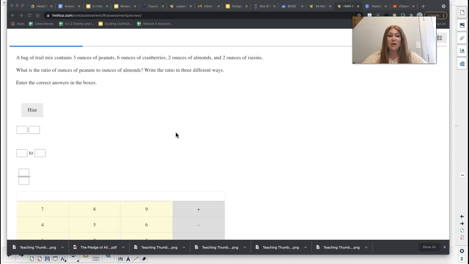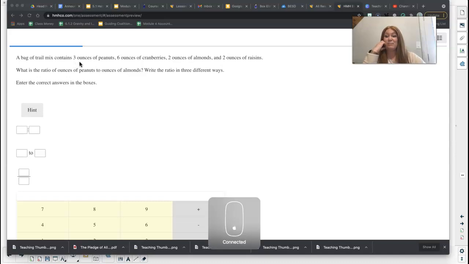For our 5.1 on your own, we are working on writing these different problems as ratios. So remember, ratios are just comparing different quantities. Our first problem tells us that a bag of trail mix contains 3 ounces of peanuts, 6 ounces of cranberries, 2 ounces of almonds, and 2 ounces of raisins. What is the ratio of ounces of peanuts to ounces of almonds?